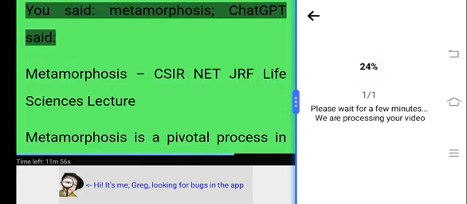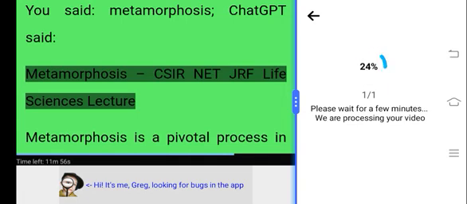Metamorphosis, CSIR Net JRF Life Sciences Lecture.